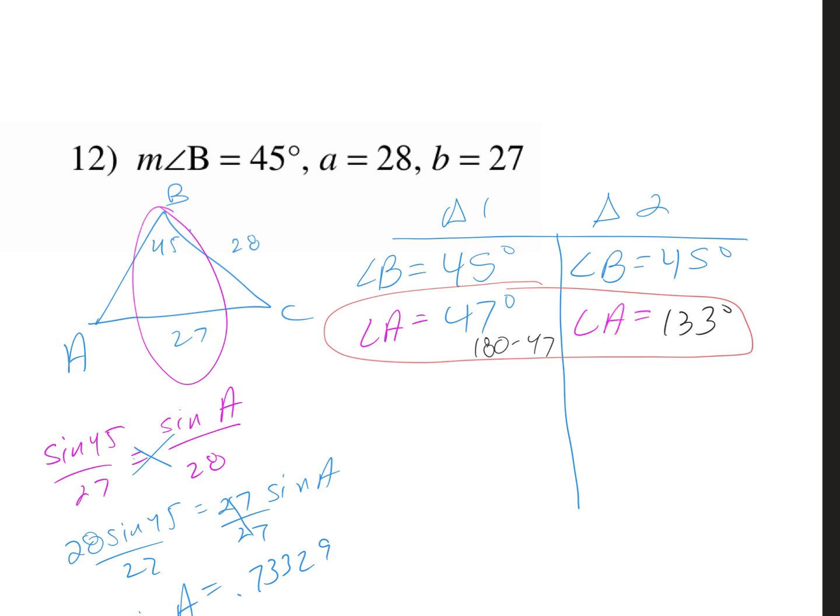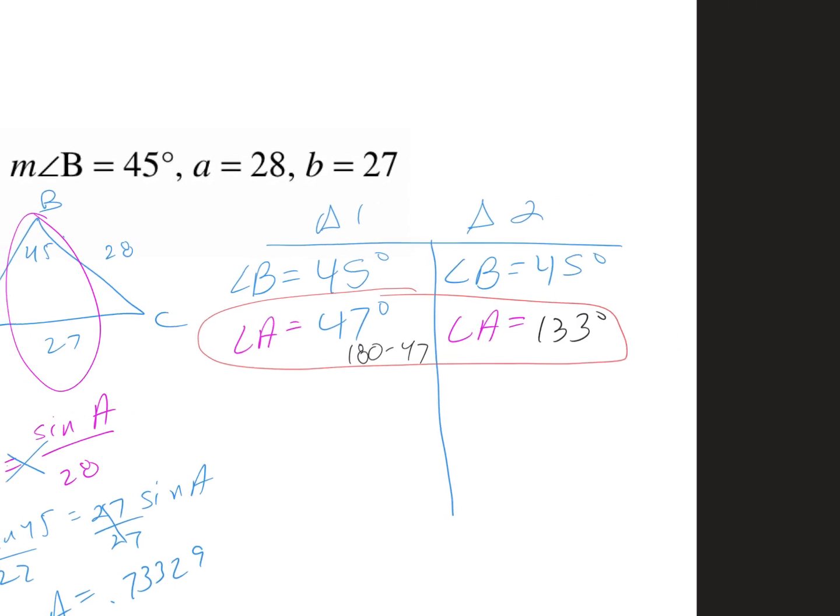All right, do I know yet if there's a second triangle? Not yet. How do I figure it out? Add these two. What's 45 plus 133? 178. Is that less than 180? It is. So is there a second triangle present? Yes. What is the angle measure of this last little angle? 2 degrees. It's teeny tiny, but it's there.